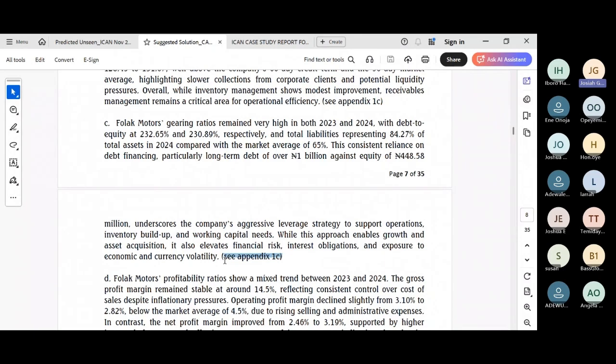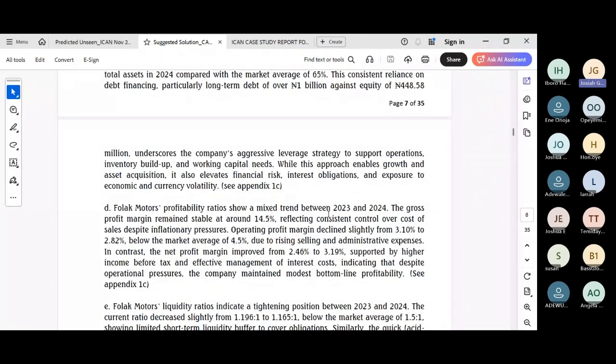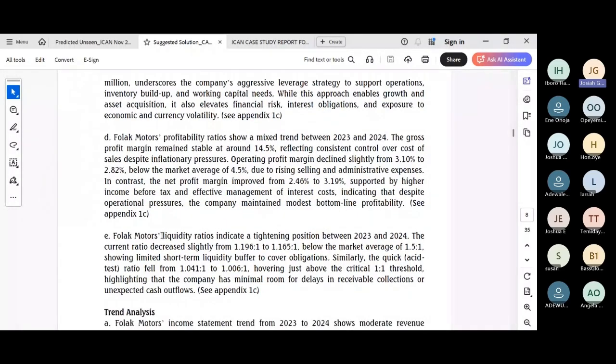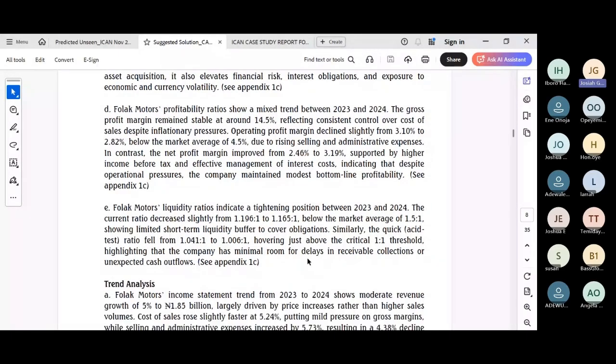Then we came to profitability ratios to look at generally how profitable the business is. And we concluded by saying the company has maintained modest bottom line profitability. We said see appendix. Then we came to liquidity ratios, spoke about current, spoke about acid test. And we said it's hovering around 1:1 threshold, highlighting that the company has minimal room for delays in receivables and unexpected cash flows. And we reference the appendix.